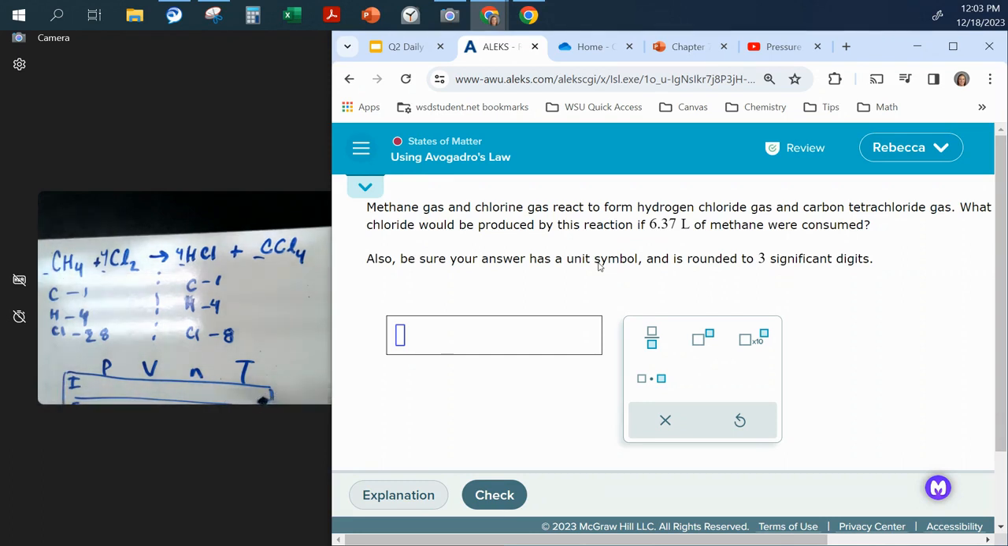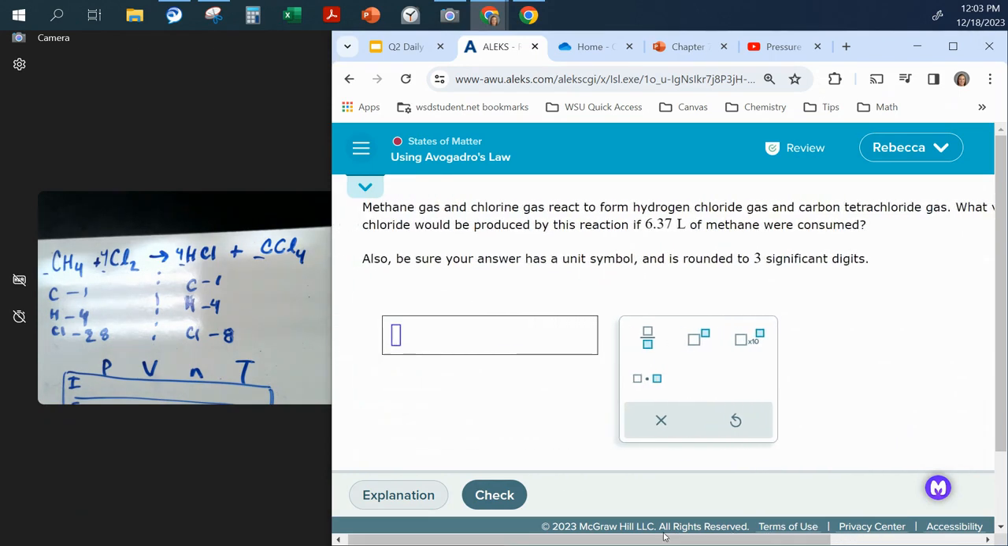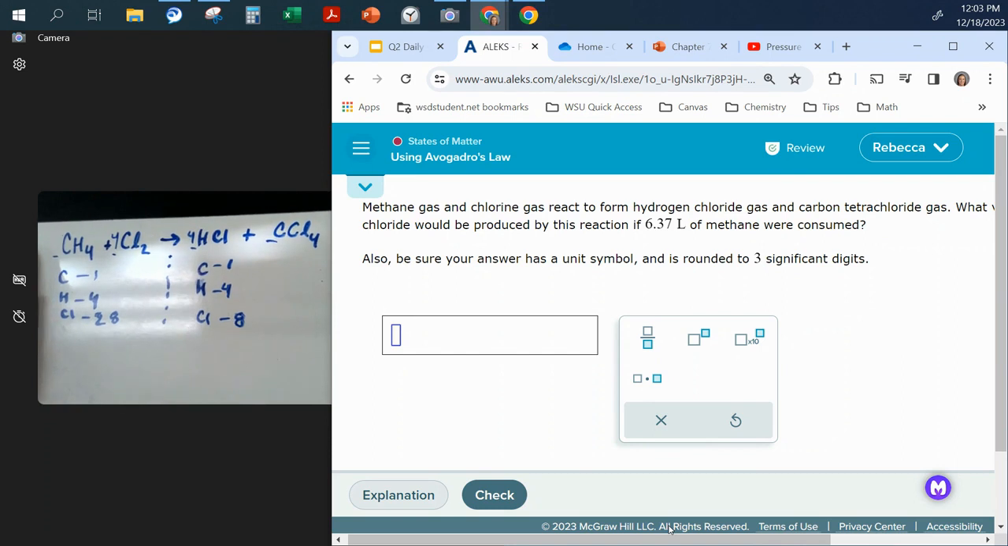So, does it say anything about the temperature? I don't think so. I think the only thing that's changing is our volume. So, temperature is not changing. Pressure is not changing. I think this one's just a stoichiometric problem. So, I think this one's just volume. So, we're just going to use the mole ratio.